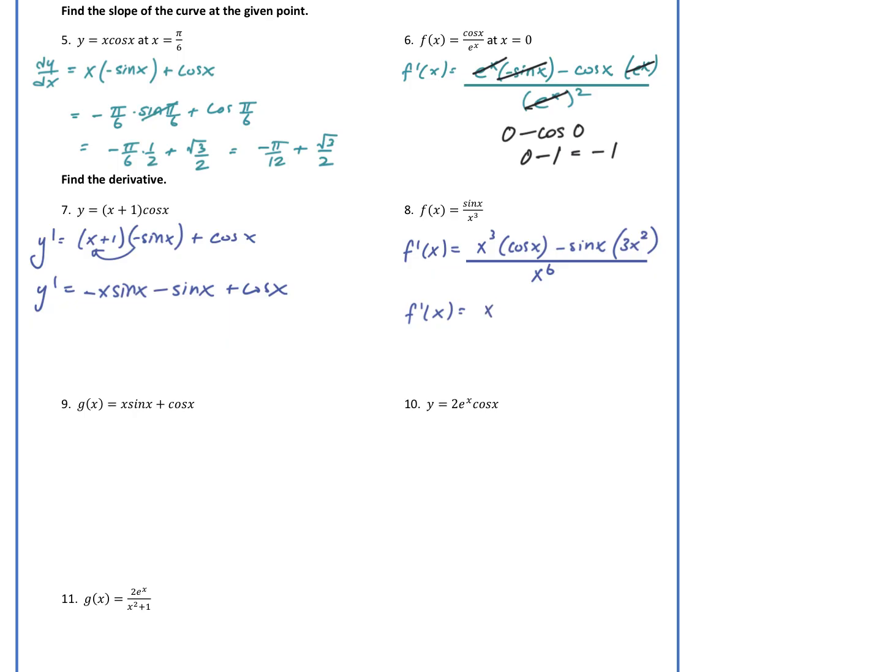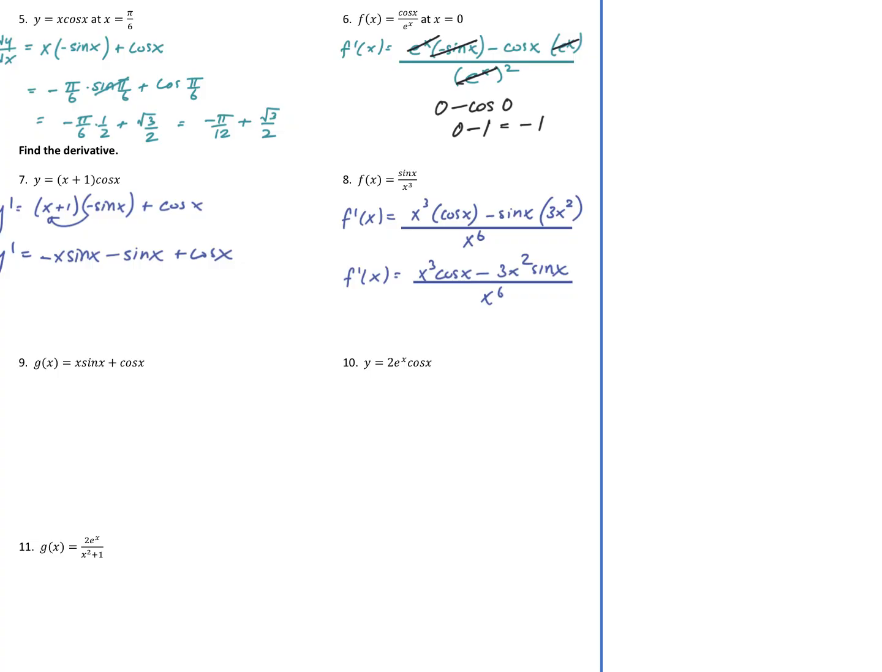Certainly on a multiple choice, they probably would have factored out an x squared. So if we were to do that, let me just do that just in case, make sure everybody understands. You can take an x squared out of this, so you get x cosine x minus 3 sine of x over, you get x squared times x to the 4th is x to the 6th. Those cancel, and that would be our final answer.